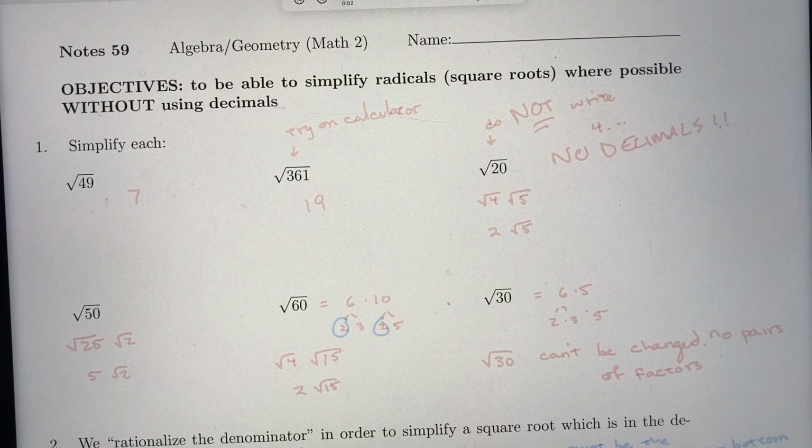Okay, well, this is easy. Try the numbers in your calculator first. This one turns out to be relatively straightforward, but don't write 4 point whatever decimal that is. No decimals.